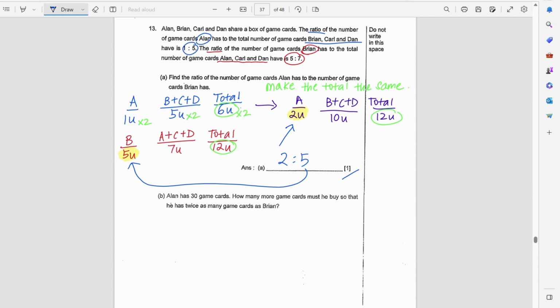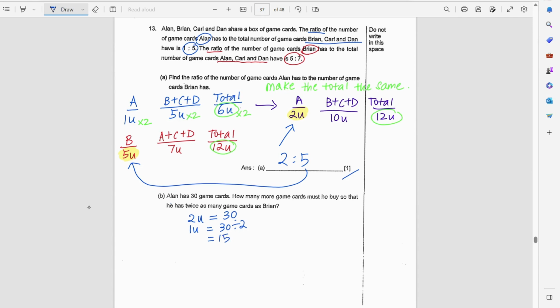Now let's move on to part B. Alan has 30 game cards. So how many more cards must Alan buy so that he has twice as many game cards as Brian? So in this case, we know Alan has 30 game cards. Now looking at our answer from part A, we know that Alan has 2 units. And in part B, we were told that Alan has 30 game cards. Therefore, 2 units equals 30 game cards. We solve for 1 unit first, which will bring us to 15 game cards.